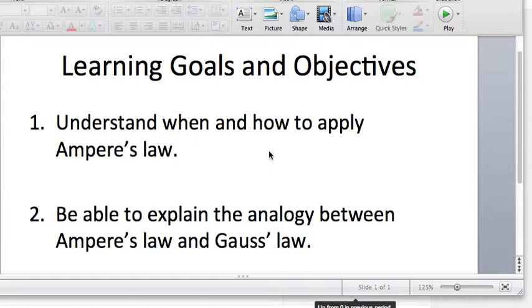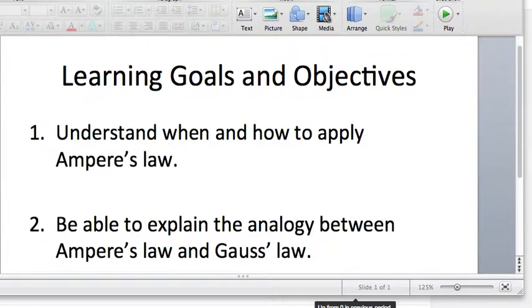Hi all, the purpose of this video is to go over Ampere's law. So our learning goals and objectives are to first understand when and how to apply Ampere's law, the second be able to explain the analogy between Ampere's law and Gauss's law.